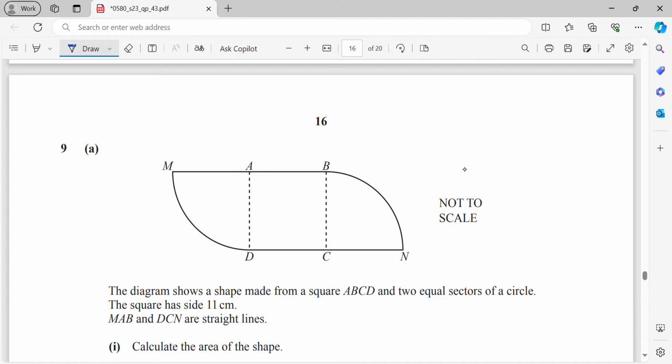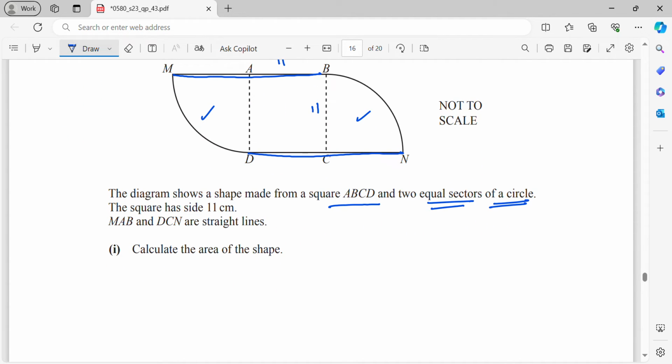Given this diagram, it is made from a square ABCD and two equal sectors, right? These two are the sectors. The square has side 11, so this is 11, here is 11. And MAB, DCN are straight lines. MAB here will be a straight line. Now calculate the area of the shape.